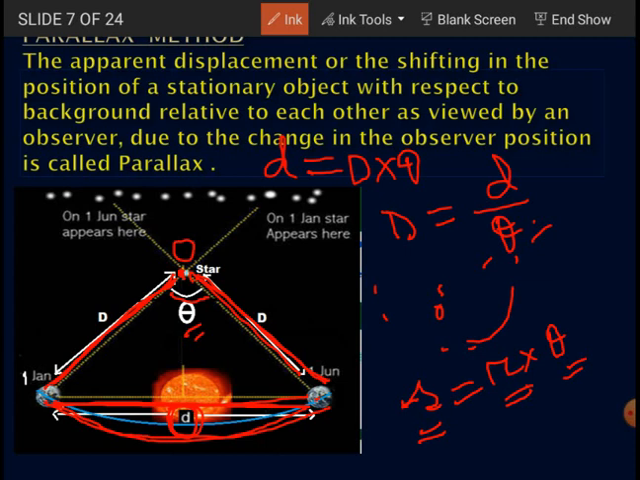So if you know the distance between these two diametrically opposite sides of the Earth's orbit, which will be equal to the major axis of the elliptical orbit, if you know this d, which we call the basis, and if you know this parallactic angle, then you can easily find out the distance between the Earth and the star. Got it? But the question is, how will we find this parallactic angle theta? Now that one I will tell you, okay?